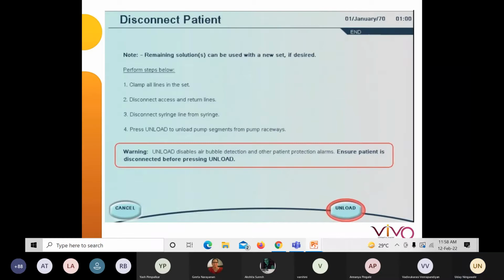Disconnect the patient. Remaining solution can be used with a new set if desired. Perform the steps below. Clamp all lines in the set. Disconnect the access and return lines and disconnect the syringe. Press unload to unload the pump segment from the pump raceway. A warning will appear: unload disables air bubble detected and other patient protection alarms. Ensure the patient is disconnected before pressing unload. When you press unload, the kit will be unloaded, and we just take it out and discard it.